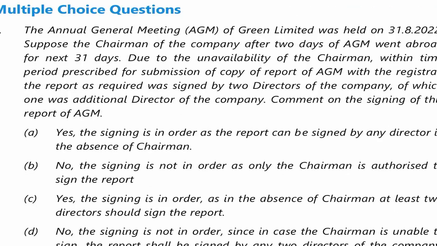The annual general meeting of Green Limited was held on 31st August 2022. Suppose the chairman of the company, 2 days after the AGM, went abroad for the next 31 days. Due to the unavailability of the chairman within the time period prescribed for submission of a copy of the report of the AGM with the register, the report as required was signed by 2 directors of the company, of which one was an additional director. Comment on the signing of this report of the AGM.